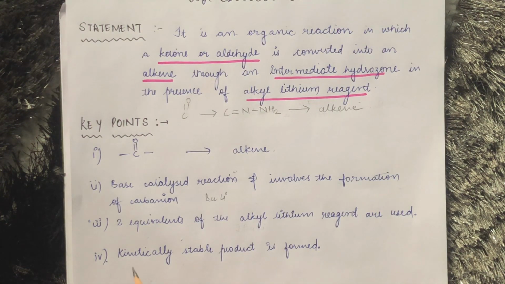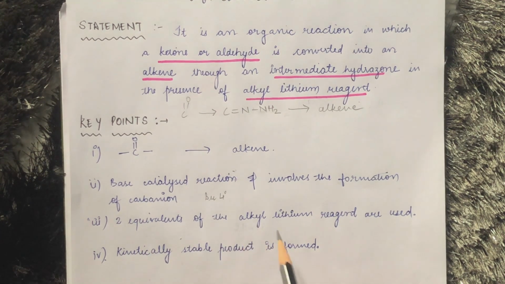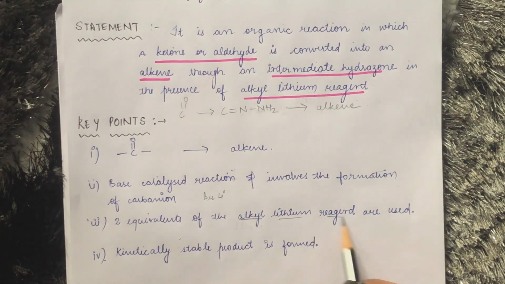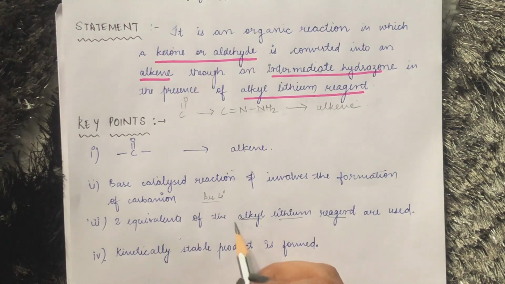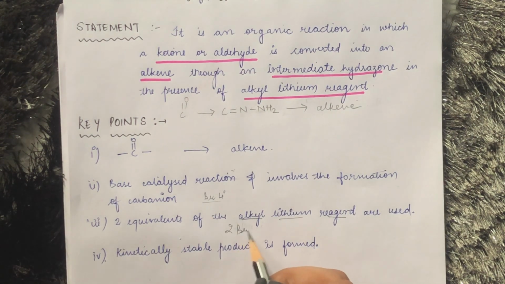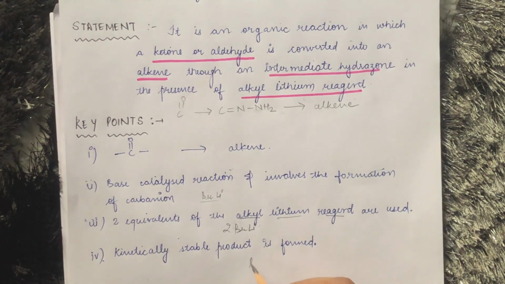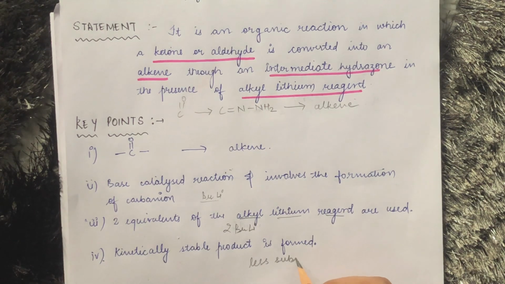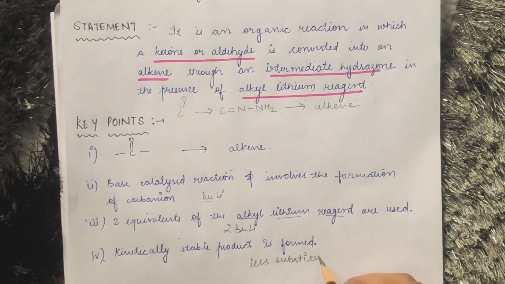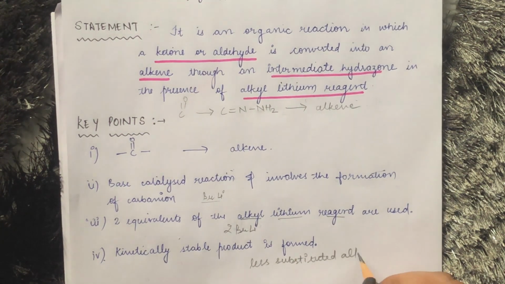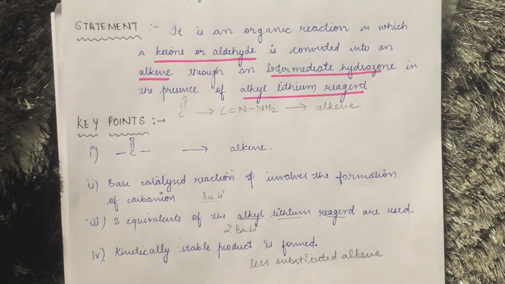Third is, we use two equivalents of the alkyl lithium reagent. As here we are using butyl lithium, so two equivalents of butyl lithium are used. The last and the most important one, a kinetically stable product is formed. That is, a less substituted alkene will be our final product.